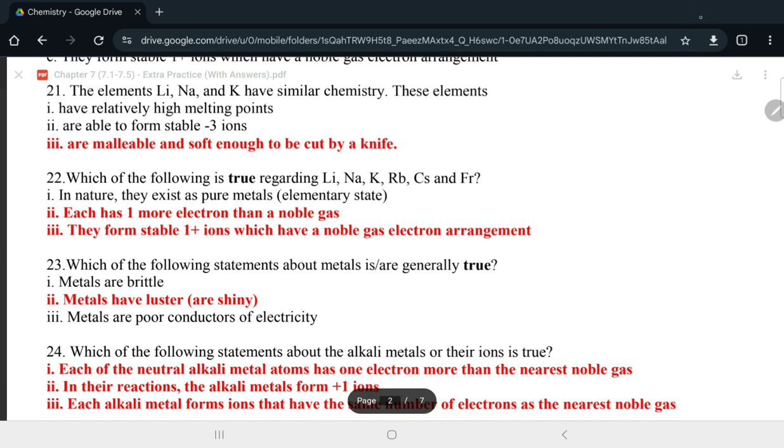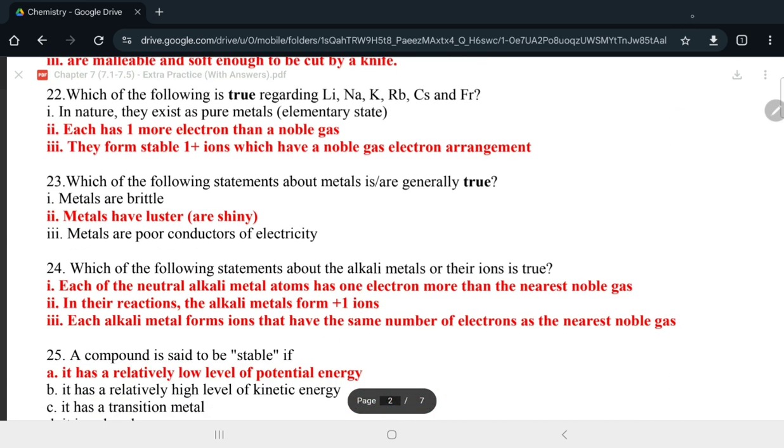Which of the following is true about the group 1 element, or the alkali? In nature, they exist as pure metals. It's false. You will always see them mixed together. Each has one more electron than the noble gas. This is true, that the alkali metals have one more electron than the noble gases, but when they react to form stable ionic compounds, or just stable compounds in general, they lose the electron and their charge becomes 1+, and they achieve noble gas configuration, or noble gas electron arrangement.